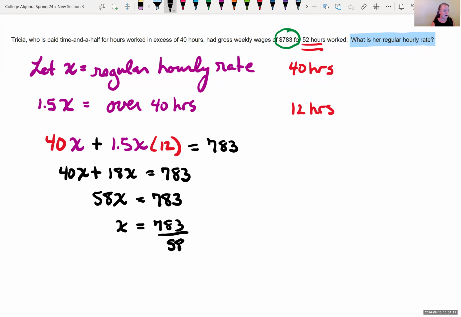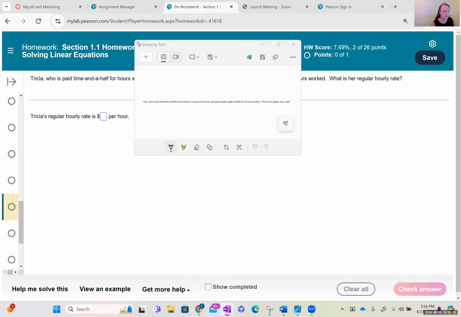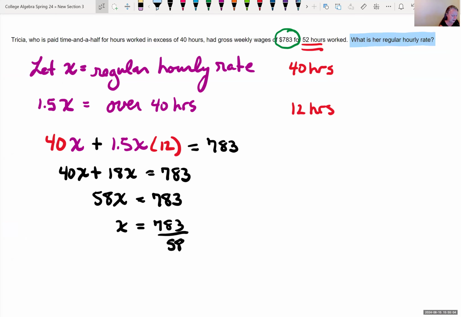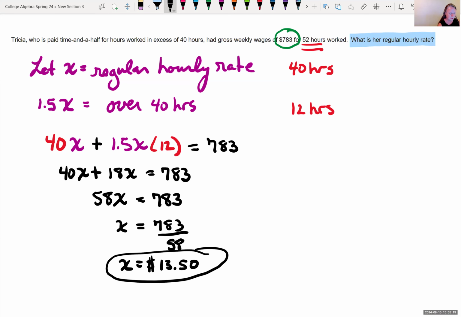Let me grab a calculator. So 783 divided by 58 gives us x is equal to $13.50. So we just answered what her regular pay was: $13.50.